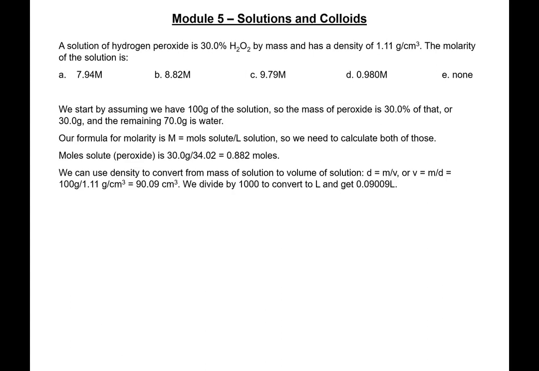0.09009 liters. Students will sometimes ask, well, why are you using the solution instead of the water? The answer to this question is that molarity is given as liters of solution. So we have to take the volume and the density of the solution to get these numbers. All right, so now we have all we need to calculate molarity, 0.882 moles divided by 0.09009 liters, and we get 9.788 molarity, or molar. So our answer is C.